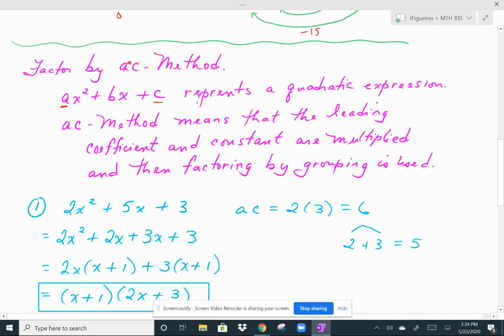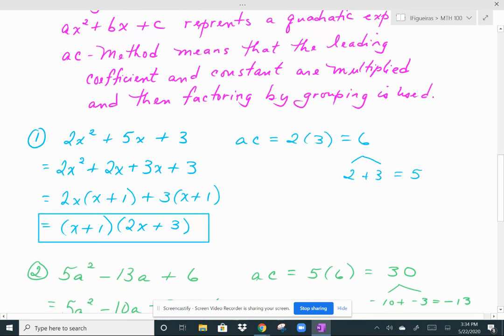Okay, so we know that ax squared plus bx plus c represents a quadratic expression or a second degree polynomial. The AC method means that the leading coefficient and the constant are multiplied, and then we will be factoring by grouping in order to get our answers. So here I have 2x squared plus 5x plus 3. Again, these could also be done with trial and error if you understood that method. AC means that I'm going to take the leading coefficient and the constant, and I'm going to multiply it, which is what you see here.